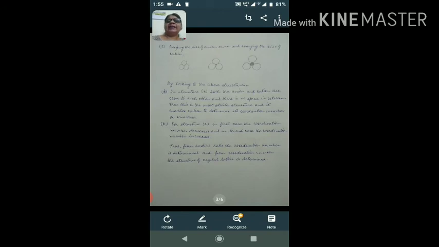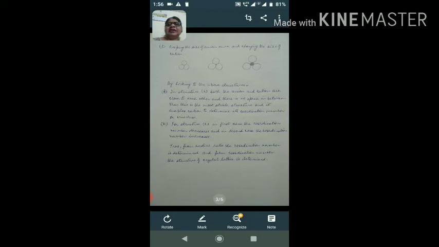Second one is keeping the size of the anion the same and changing the size of the cation. We have the following three structures. Looking at the structures, in the center one, structure B, both the anions and the cations are close to each other and there is no space left in between. Thus, this is the most stable structure and it enables the cation to determine its coordination number or vice versa.